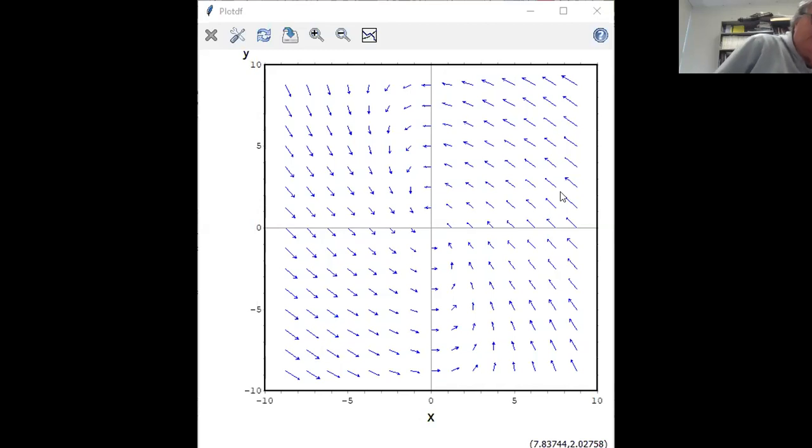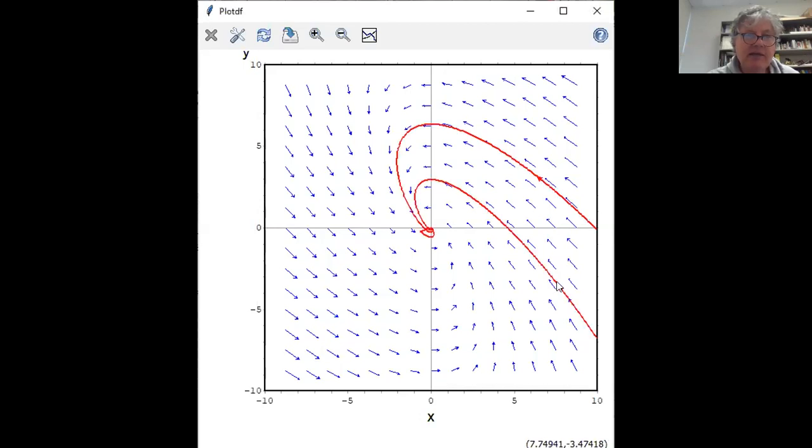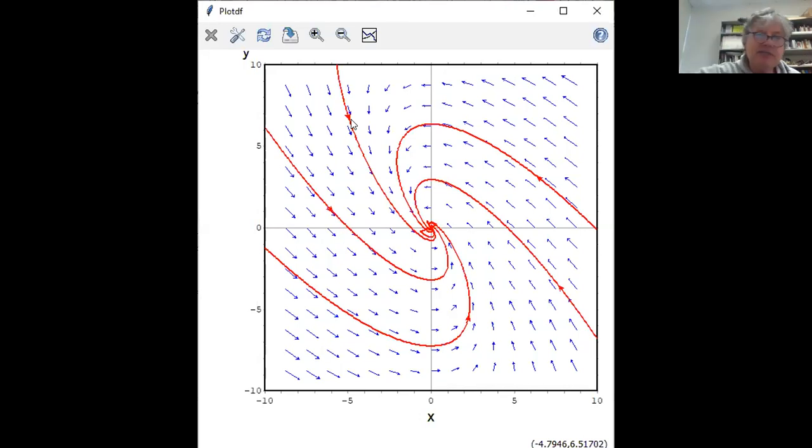Okay, so, right, we're definitely seeing some kind of spirally thing going along. We're not seeing any stable lines whatsoever. And we click. And we're seeing some sort of spiral and it's going in a counterclockwise direction as promised. Fantastic.